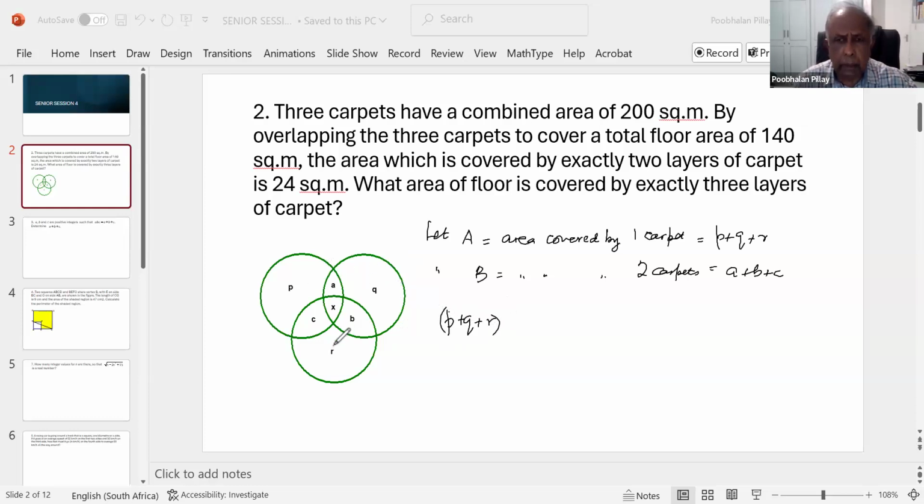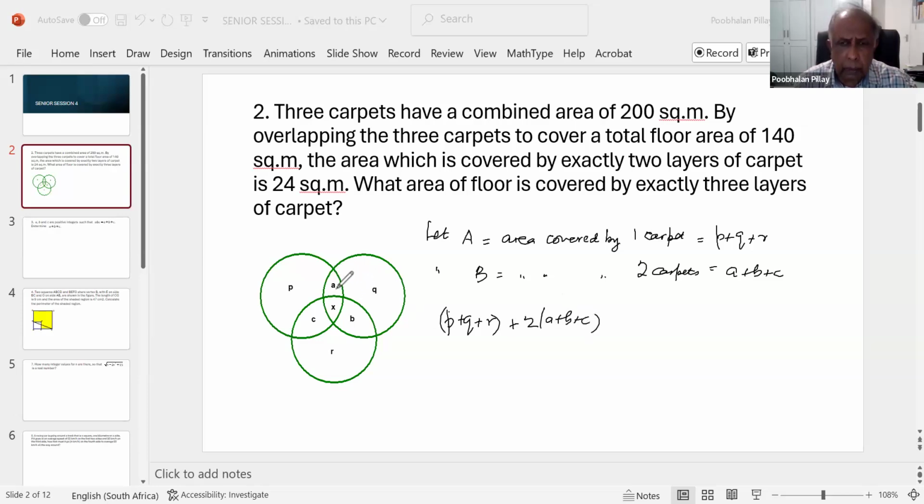That's the area covered by 1 carpet. But now here, this A is counted twice, you see. And so is B and C. So you really have 2 into A plus B plus C.